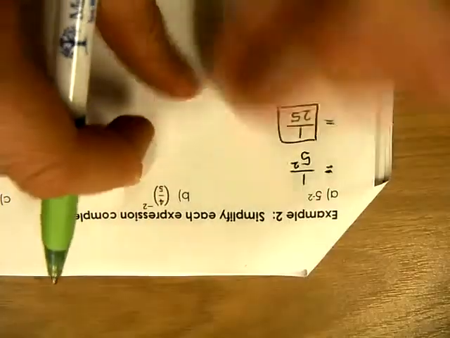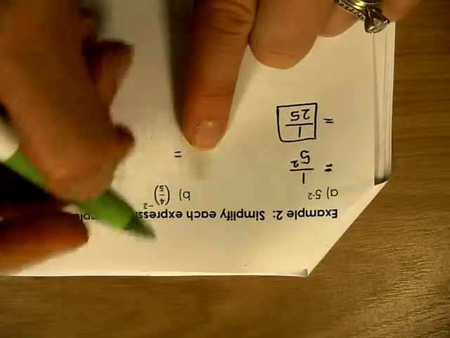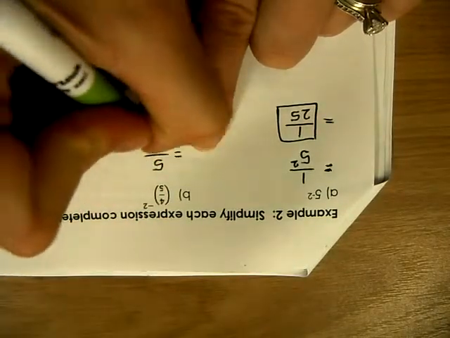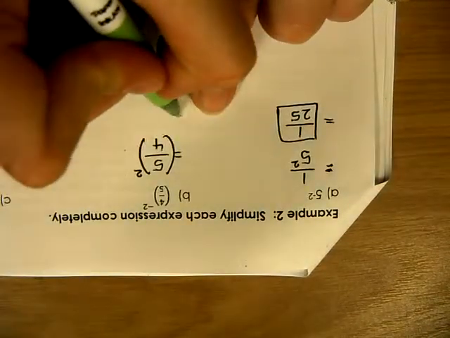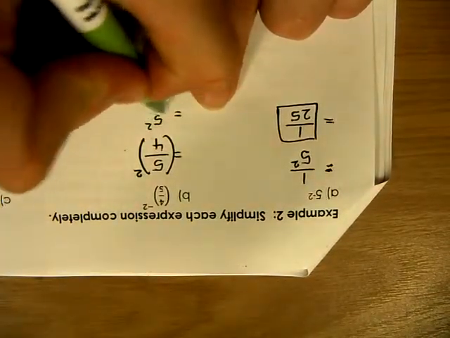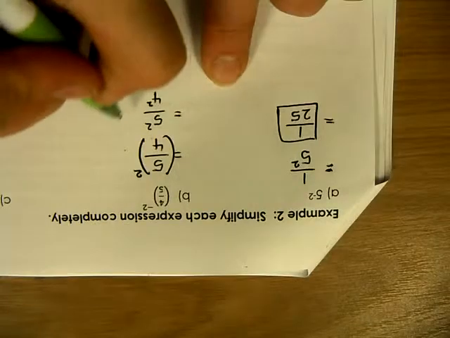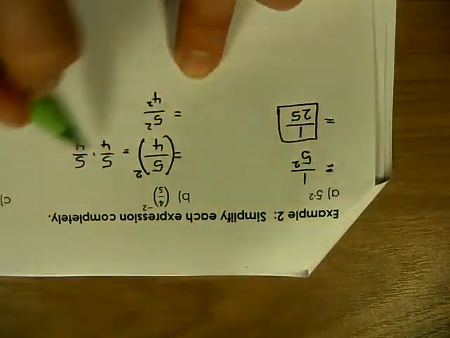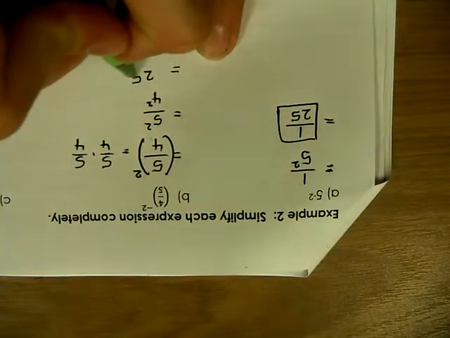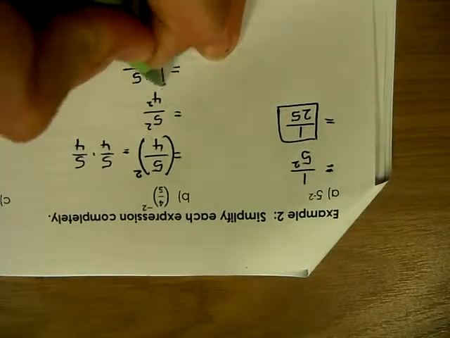Here, there's a couple different ways to think of it. You can say, well, it's just the reciprocal to the positive exponent, which would be 5 over 4 to the positive exponent. And 5/4 squared, well, you can think of that as 5 squared over 4 squared, or you can think of it as 5/4 times 5/4. Either way, you'll get 25 over 16.